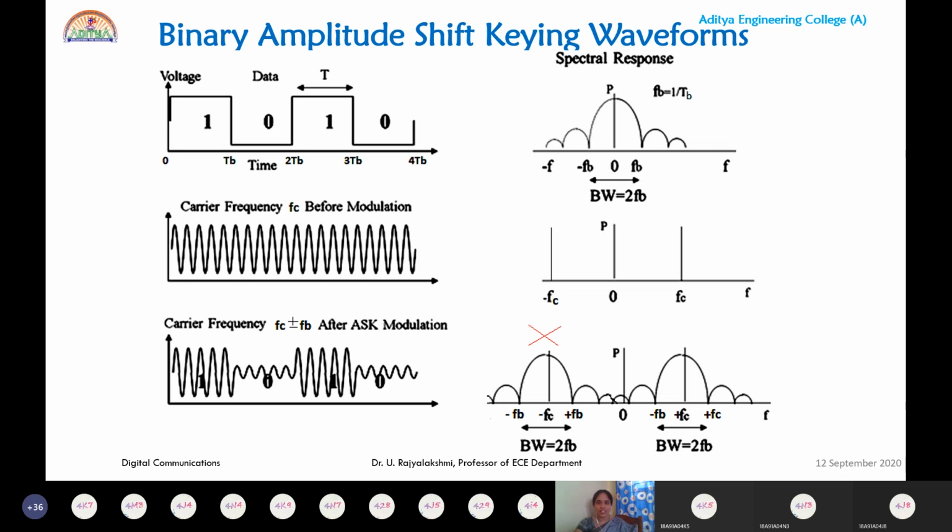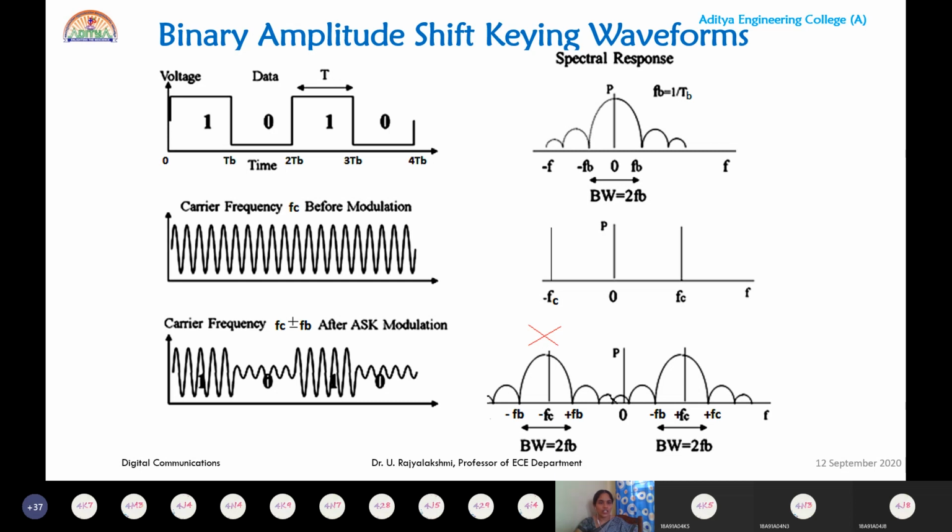Next, the second figure represents the carrier frequency before modulation. Before modulation, the carrier signal is A_C cos ω_C t. The same frequency component is represented here. The frequency of the carrier is higher than that of the input digital signal. The third figure in the first column represents the ASK signal, that is the carrier frequency F_C plus or minus F_B after ASK modulation.